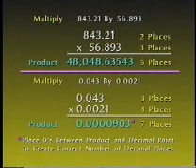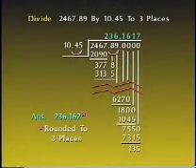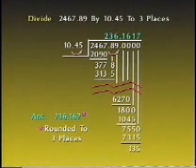Long division of decimal numbers is set up and tabulated the same as whole number division. For example, divide 2,467.89 by 10.45.